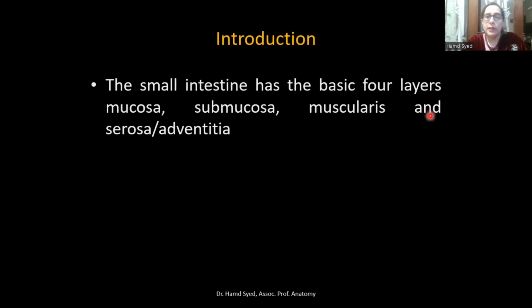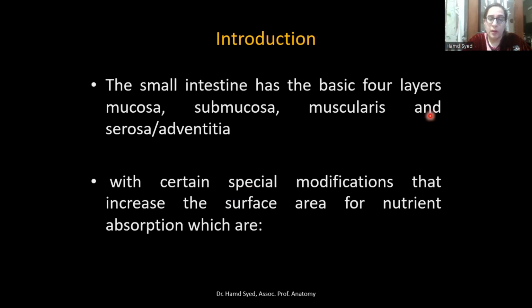If we want to look at the basic format of the layers, remember the formula of 4, that there are the 4 layers present in the small intestine from the inner to outer aspect within the wall of the small intestine. That is the mucosa, submucosa, the muscularis, and the outermost layer is the serosa, or in some cases it is the adventitia. But there are certain special modifications which increase the surface area for the absorption of nutrients.